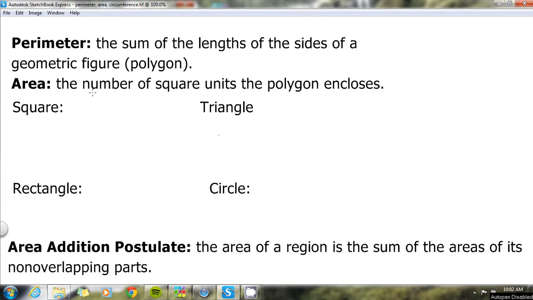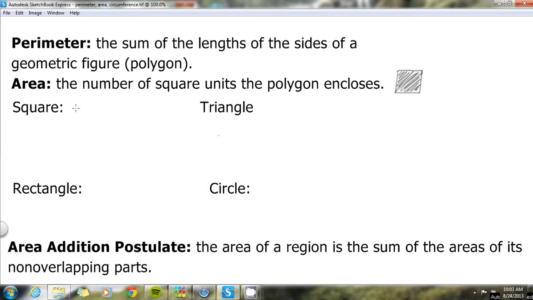Area is the number of square units the polygon encloses. For instance, if I had a figure that looked like this, the area is the space taken up inside. Now, for certain figures, we have formulas for perimeter and area.